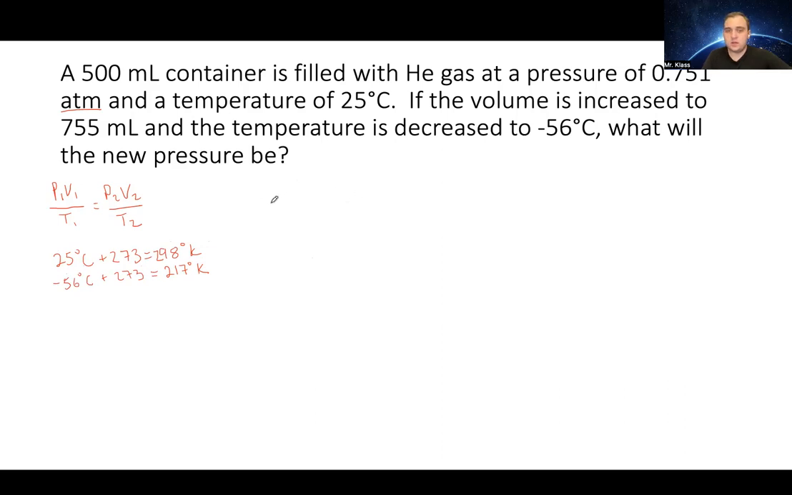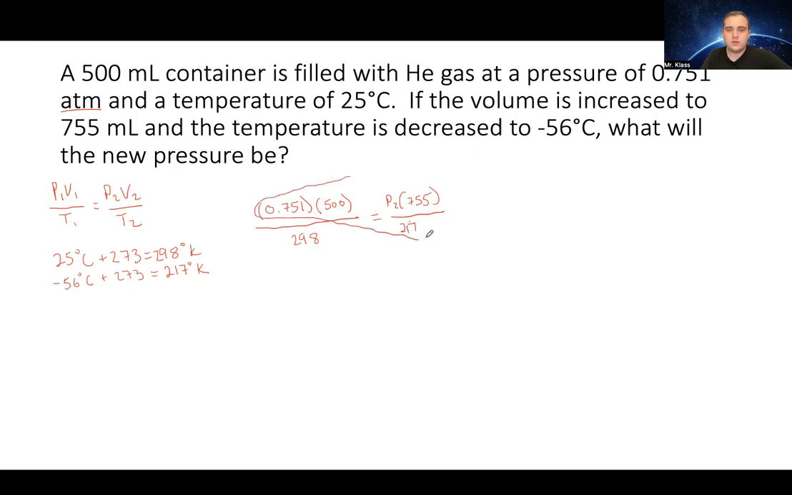So let's start plugging in everything that we have. Initial pressure is 0.751. Our initial volume is 500 milliliters. Our initial temperature is 298 degrees Kelvin. Now, we're solving for the new pressure, so P2 is going to be our variable. Let's see, we're up to volume. So our V2 is going to be 755. And our temperature is 217 degrees Kelvin.